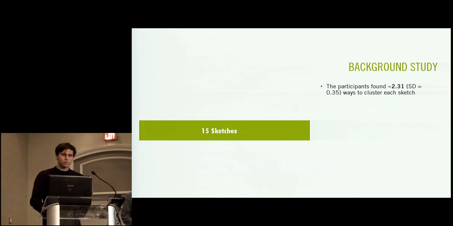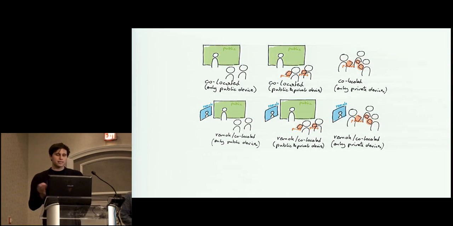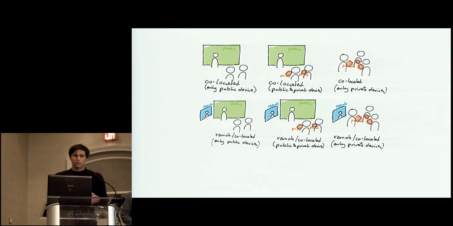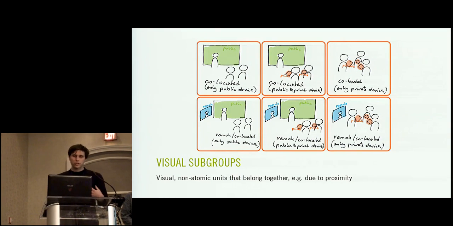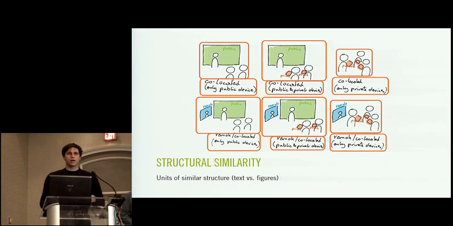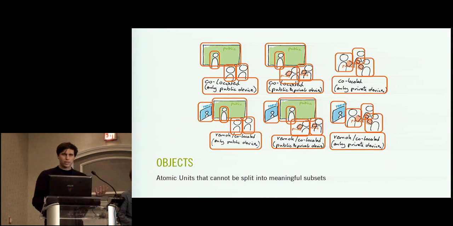To give you an example, here we see a sketch that depicts 6 scenarios. One obvious way is to cluster the 6 scenarios. It looks a bit like a storyboard here, so we have the visual subgroups. But another way would be to go for more structural similarity: have the text clustered and also have the figures clustered. A third way of doing that for this sketch would be to cluster each object and still have the text there. So as you see, there are different ways to do that.